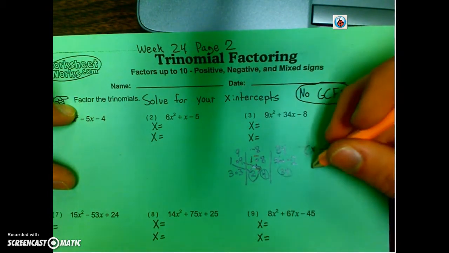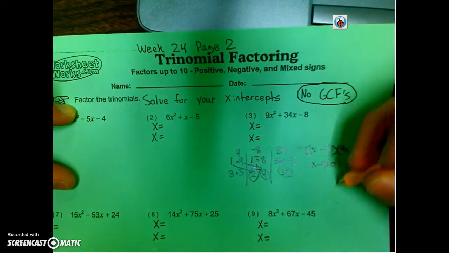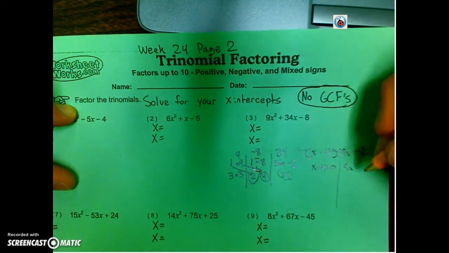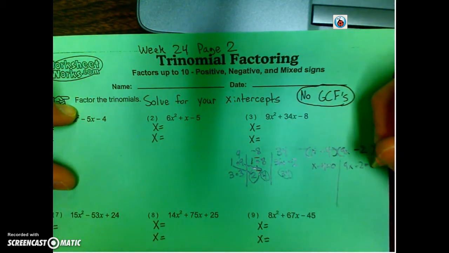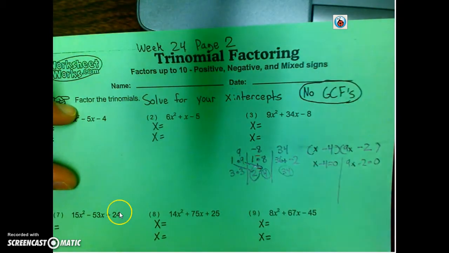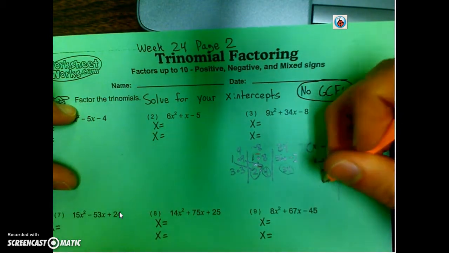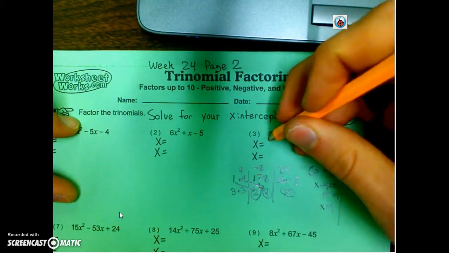So I'm going to take both pieces. I'm going to take my x minus 4 and set it equal to a 0. I'm going to take my 9x minus 2 and set it equal to a 0. Right? And solve for both equations. All right, well, x minus 4, I'm going to add a 4 to both sides. One of my x's is equal to a 4.